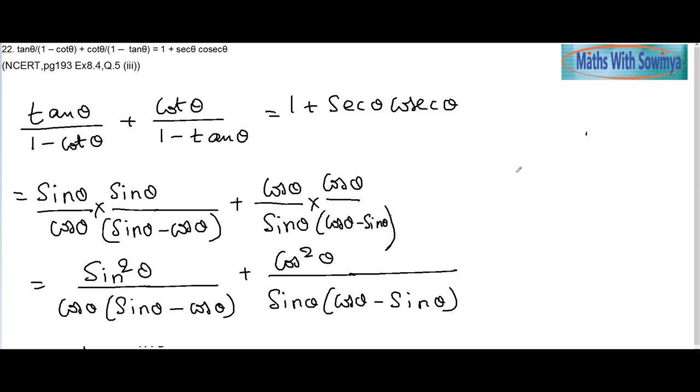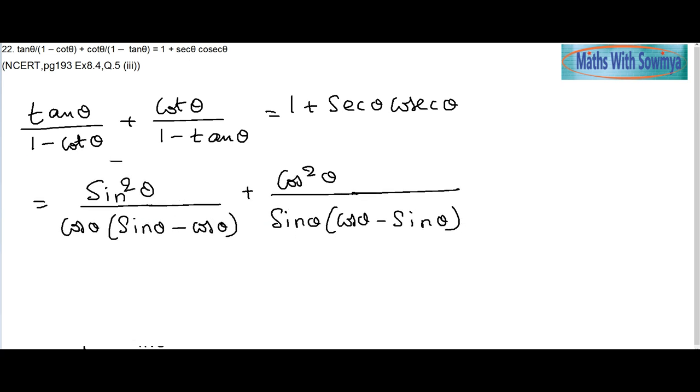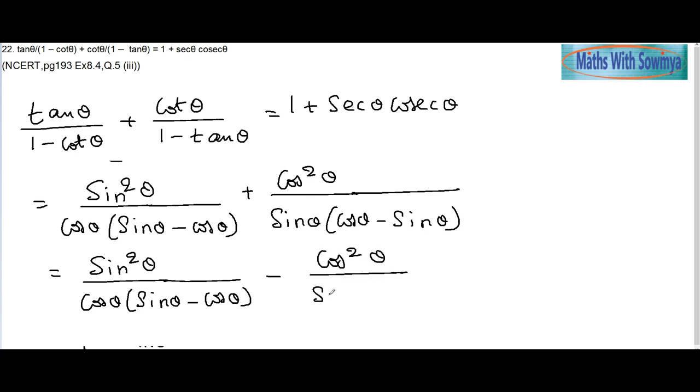I have told in my previous videos, whenever you are having A minus B, you want to write it B minus A, take the negative sign out. You can interchange the places by taking the negative sign out. So we will do the same thing here. This one as it is, sin square theta by cos theta into sin theta minus cos theta. Here I will take the negative out, cos square theta by sin theta. This one we interchange the places, sin theta minus cos theta. So by taking the negative, I interchange the places.